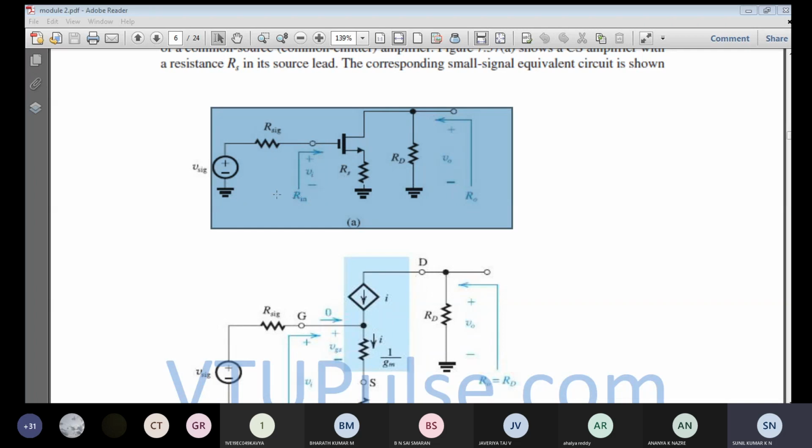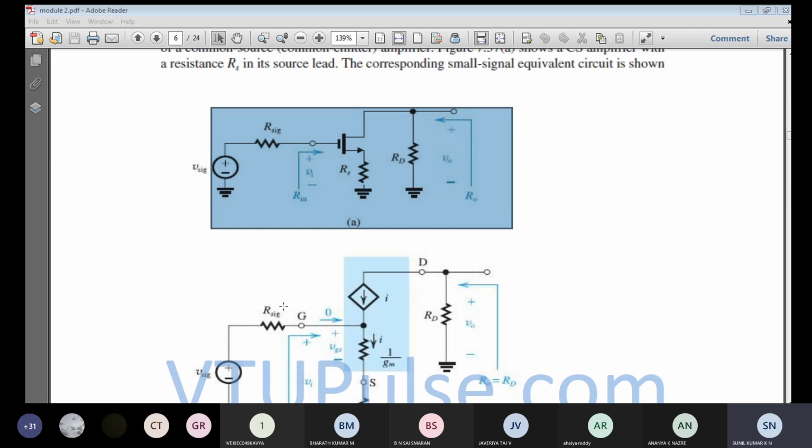So how are you going to do it? You are going to have this resistance, right? How much should this resistance value be? The resistance value R is equal to V by I, right? So R is equal to V, and V is Vgs. So Vgs divided by I. And ID is nothing but Gm into Vgs.